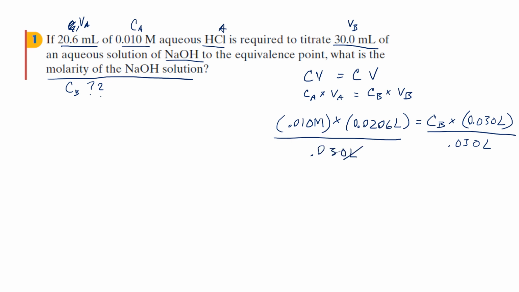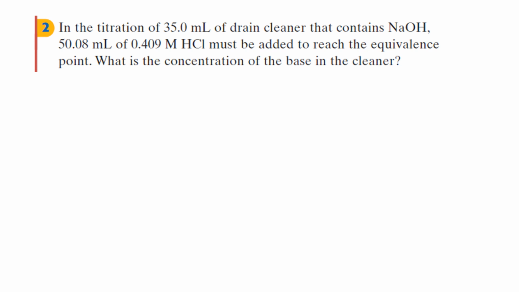Liters cancel. I'm going to be stuck in molarity, which is good. That's what we want. And if you plug in the math correctly, our concentration of base is going to be 0.687 molar. Good. Much easier, much faster with the shortcut equation. Let's do one last sample problem. Again, our shortcut equation is CV is equal to CV, meaning concentration of the acid times the volume of the acid is equal to the concentration of our base times the volume of our base.